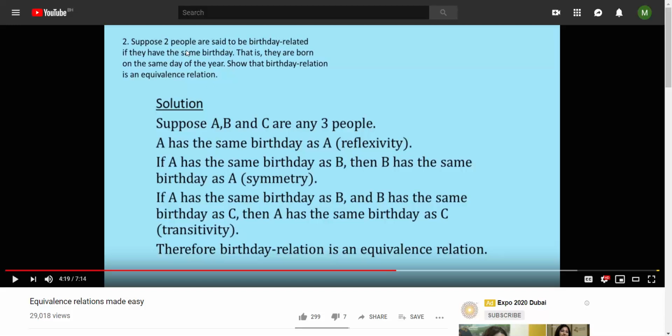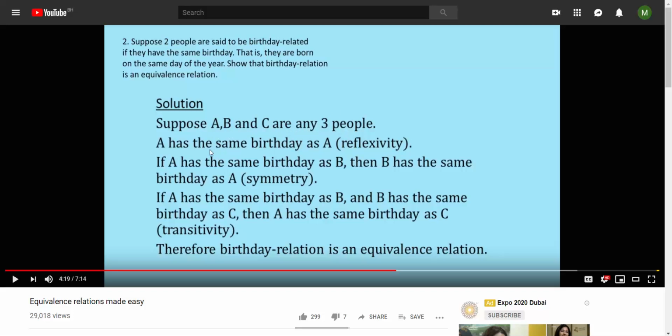So two people, A and B. A has the same birthday as A, so that's reflexivity for you. Then if A has the same birthday as B, then B has the same birthday as A, which is the symmetric relation, which is fine. Now assume that A has the same birthday as B and B has the same birthday as C, then A has the same birthday as C, transitivity for you.